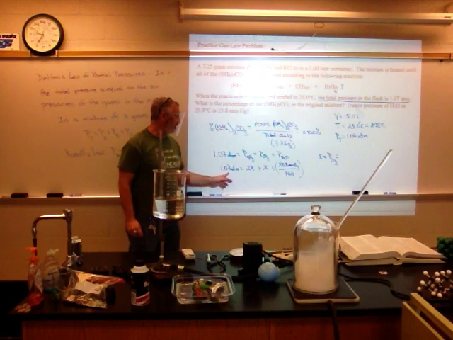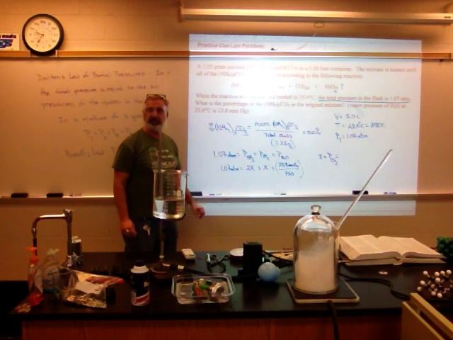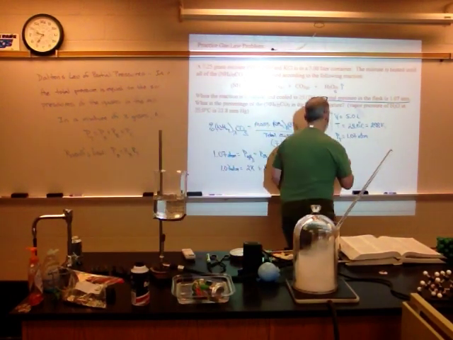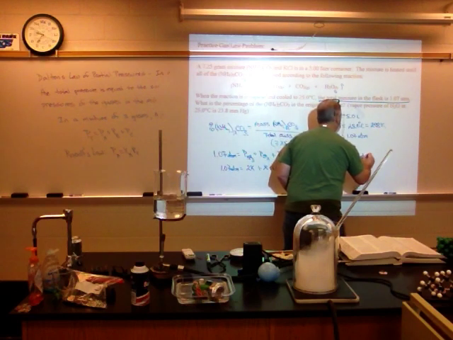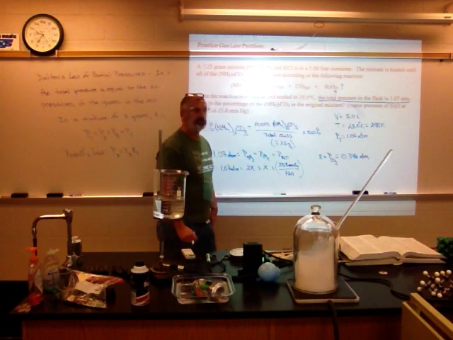So 1.07 minus (23.8 divided by 760) equals, then divide by 3. I got 0.346. And that's going to be atmospheres. Okay? So that's the pressure of the CO2.